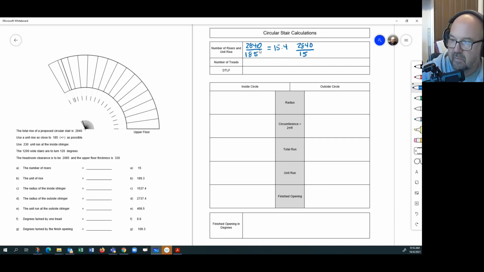Has anybody ever made a mistake by typing in something incorrectly? And then you're like, how did that even happen? 189.3, I'm getting.